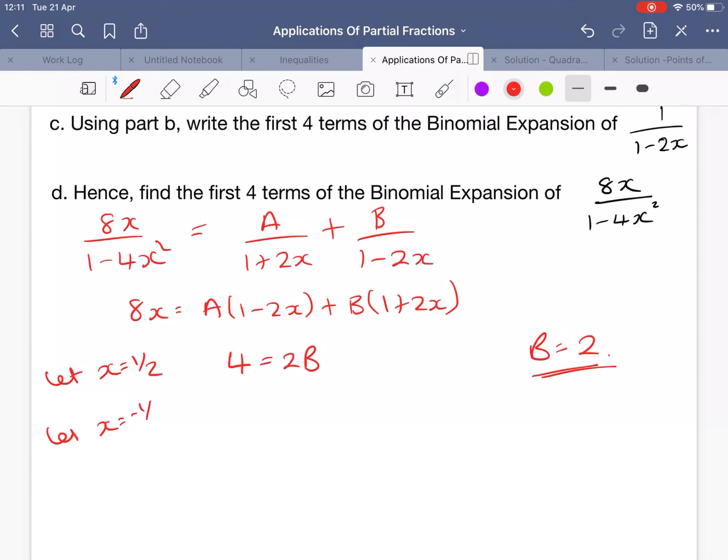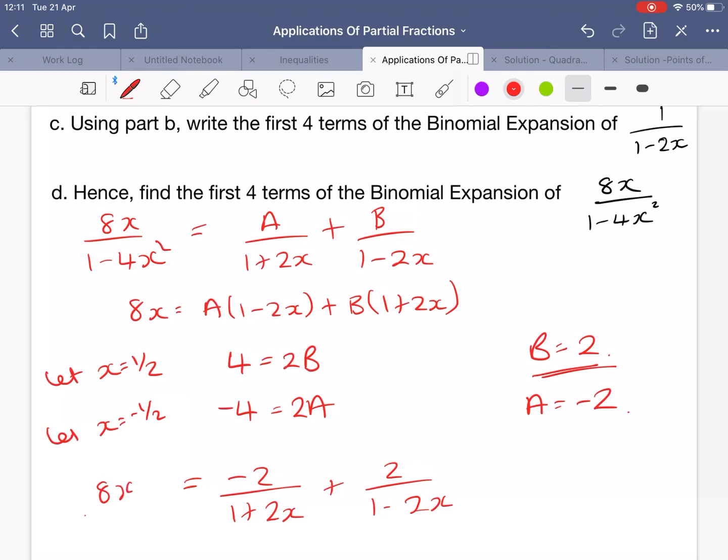Let x equal minus a half, and that'll get rid of the b term. So you're going to get minus 4 equals, because 2 minus 2 lots of minus a half is going to be 2a. So a is minus 2. So our partial fractions are going to split into minus 2 over 1 plus 2x plus 2 over 1 minus 2x. So there's part A. Okay, so we've split our fraction into the sum of two partial fractions.